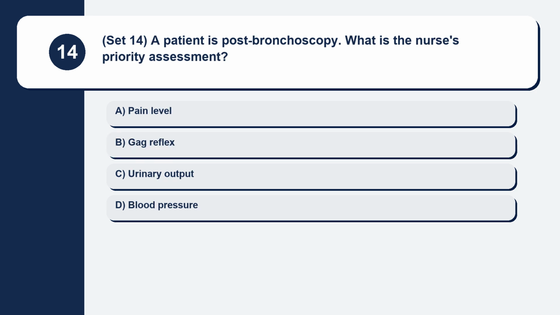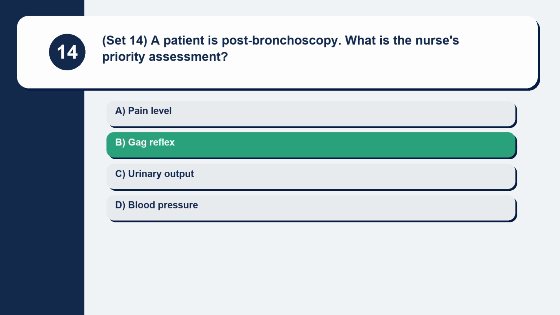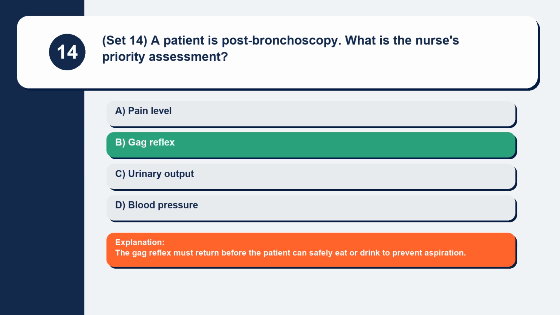Question 14. Set 14. A patient is post-bronchoscopy. What is the nurse's priority assessment? Pain level, gag reflex, urinary output, blood pressure. The gag reflex must return before the patient can safely eat or drink to prevent aspiration.